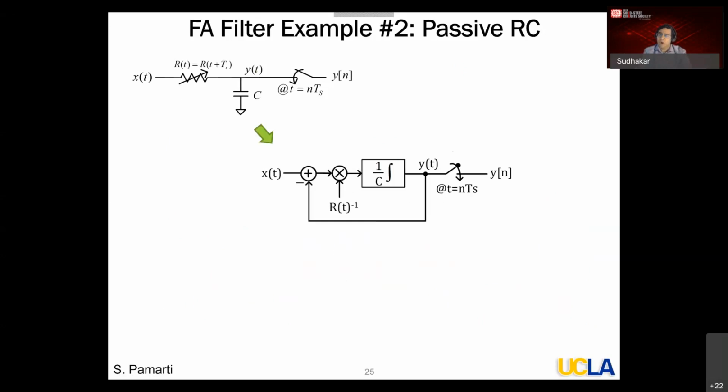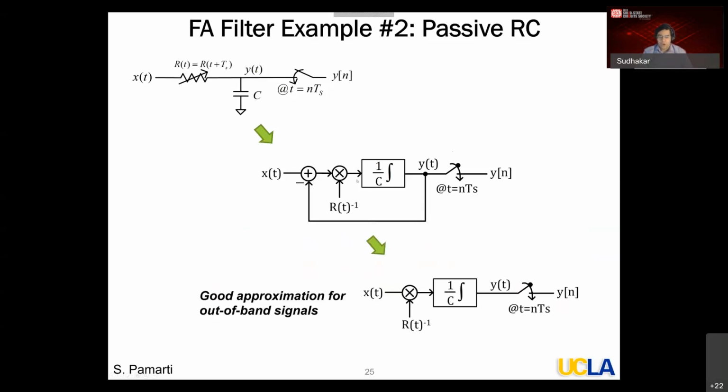Let me explain what is going on here. At any given point of time, the current flowing into the capacitor, that is the current through the resistor, is simply X of t minus Y of t divided by R, right? So that's what I'm showing you in the block diagram here. Y of t is fed back, X of t minus Y of t is getting multiplied by 1 over R of t. So that's the current going to the capacitor.